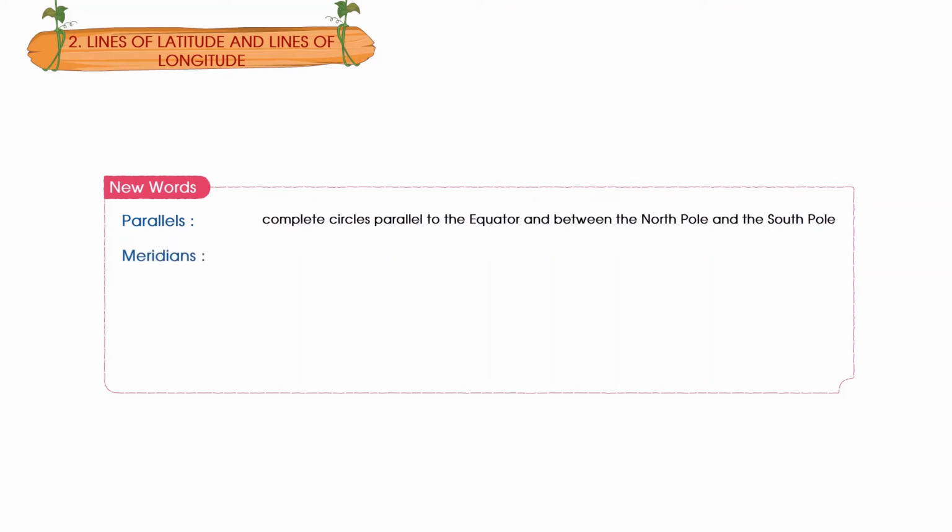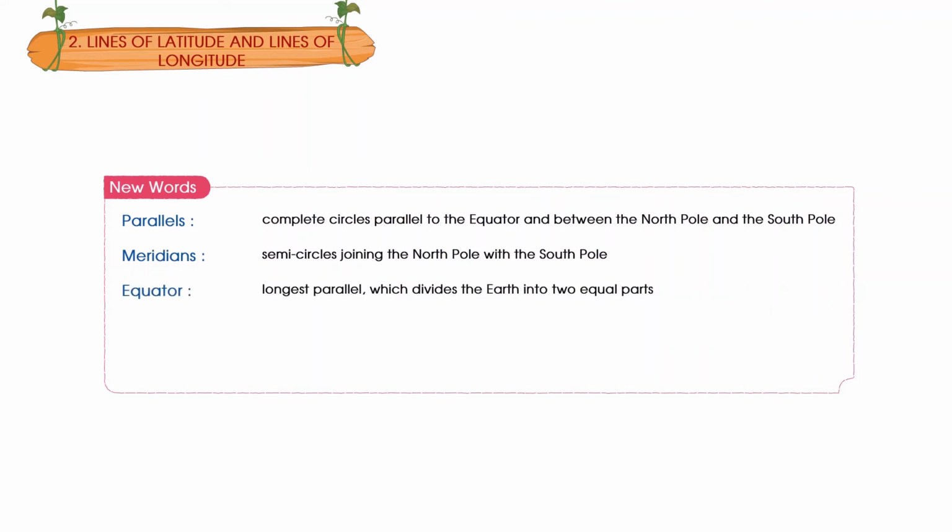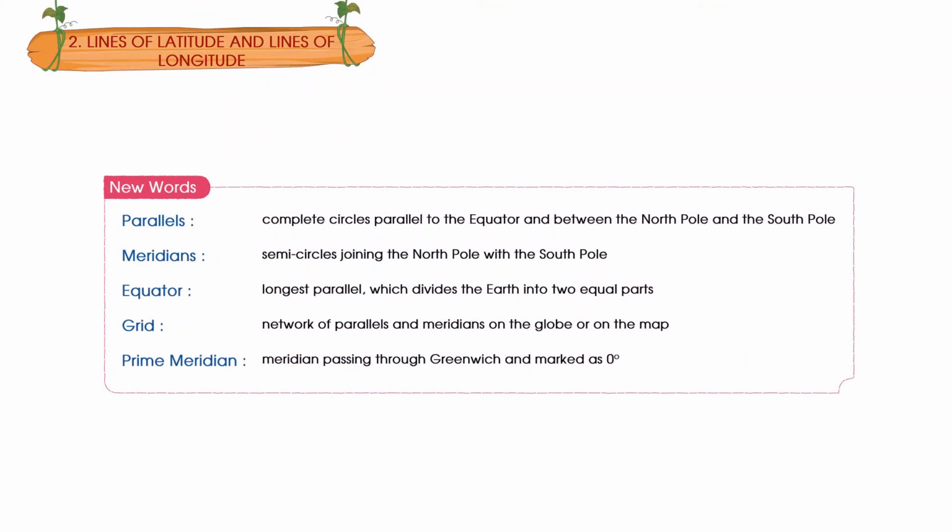New words. Parallels: complete circles parallel to the equator and between the North Pole and the South Pole. Meridians: semicircles joining the North Pole with the South Pole. Equator: longest parallel which divides the Earth into two equal parts. Grid: network of parallels and meridians on the globe or on the map. Prime meridian: meridian passing through Greenwich and marked as 0 degree.